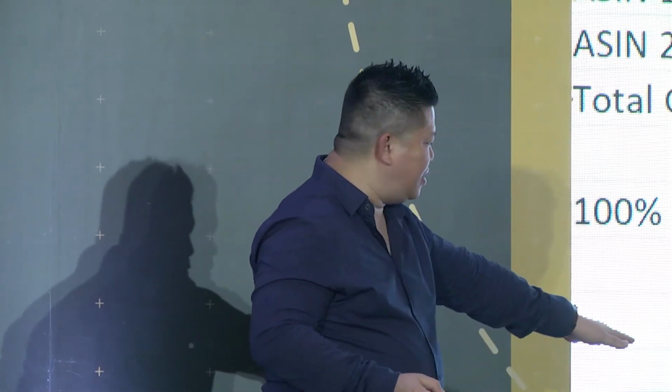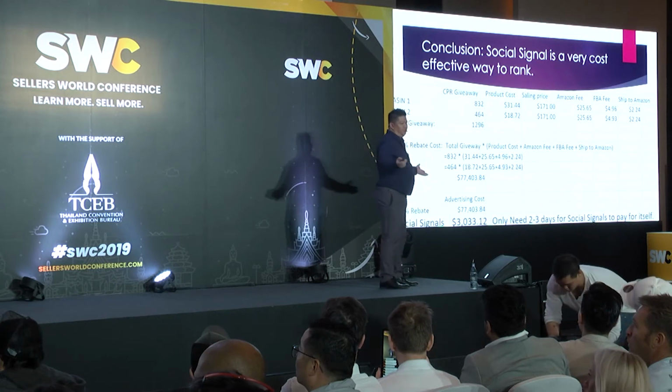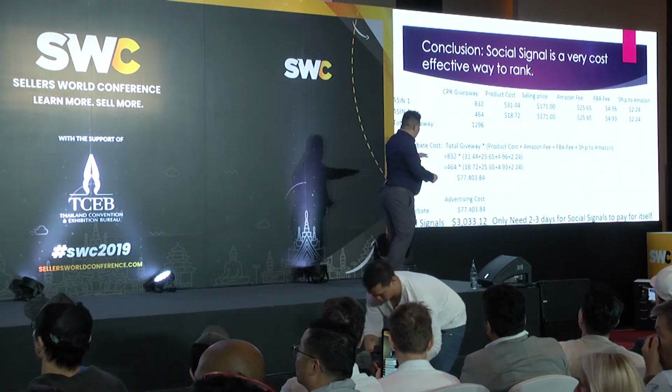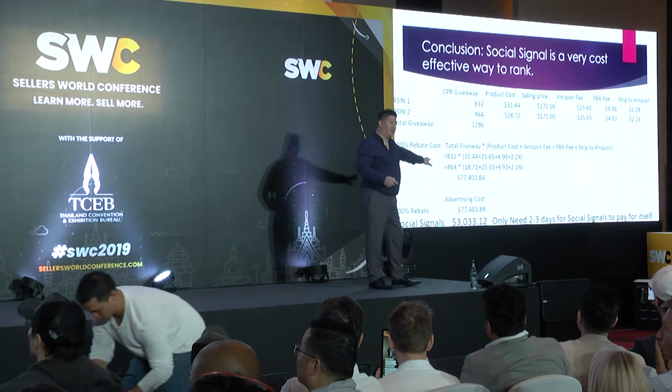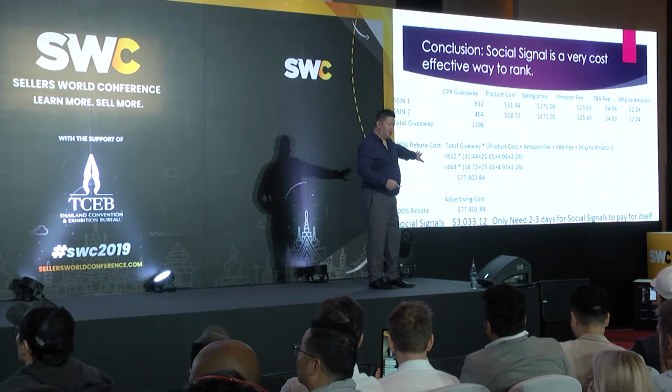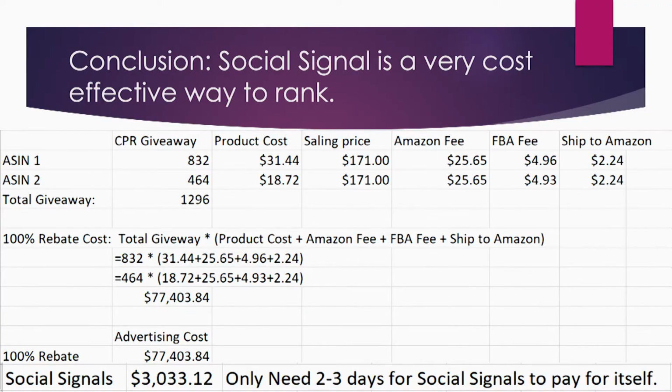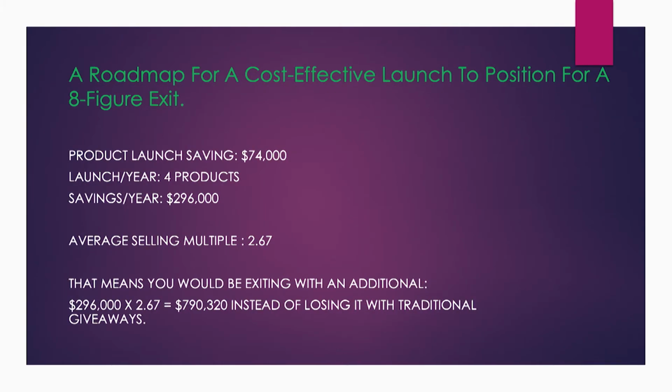And then the social signal is $3,000. But it's about 2 or 3 days, you can recoup that money really quick. So remember, $74K, right? There's a savings of $74K. This is very important. We're trying to exit. We want to exit. So if we're saving $74K for each launch, and we do 4 launches per year, very conservative, right, guys? That would save us $296,000.